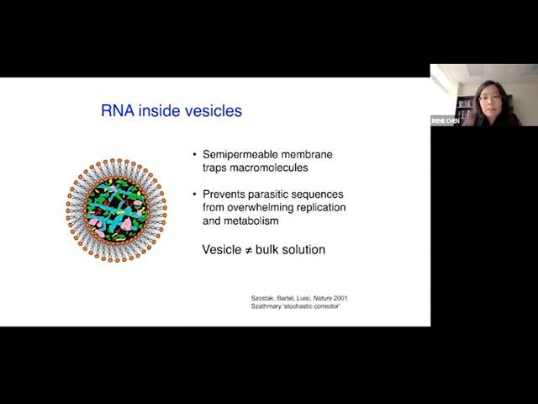But the environment inside a vesicle is not the same as the environment in bulk solution. And we know that from a lot of cell biology work and also from model studies. So we'd like to understand how the environment of being inside a vesicle affects the RNA.